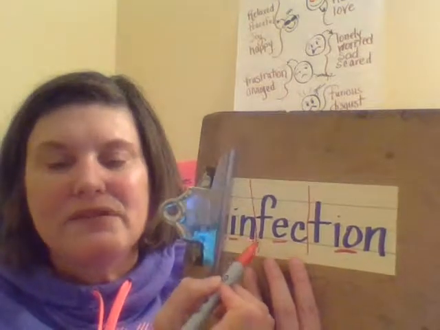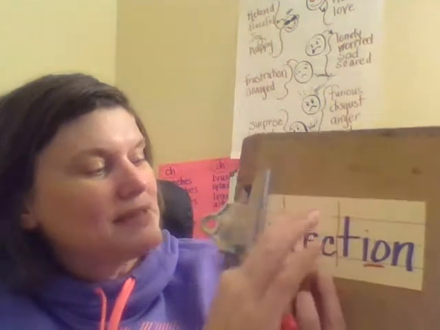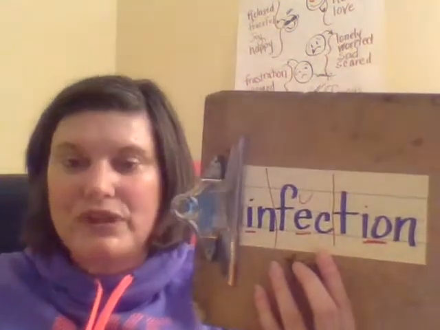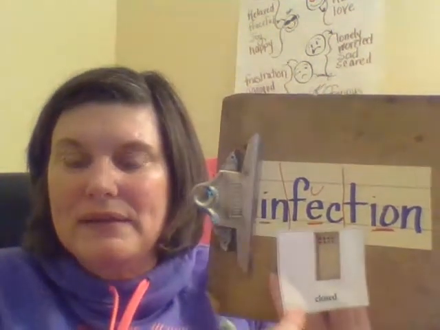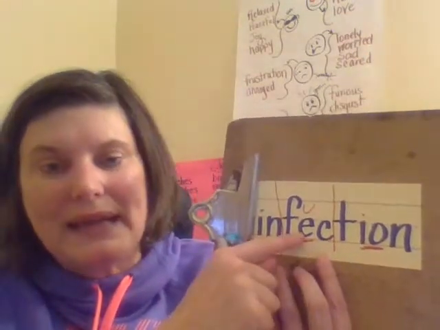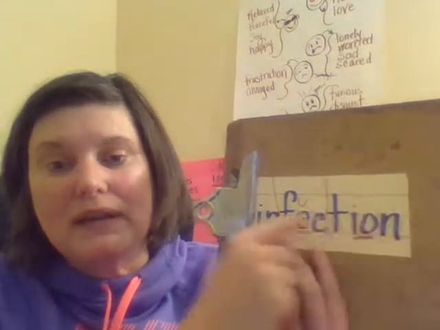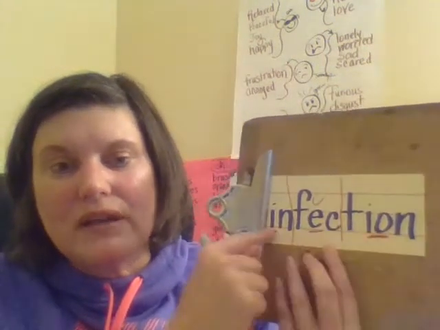Okay, now let's break it up. In, fec, and we know this says short E because this is a closed syllable. Okay? Because we have the consonant blocking it in. So we have in, fec, and we know this is shun. Infection. Infection.